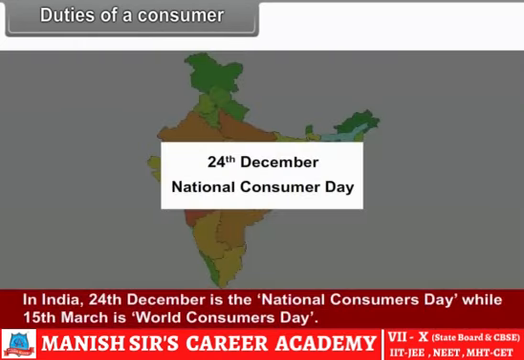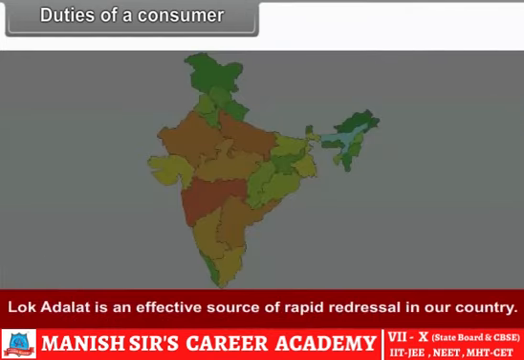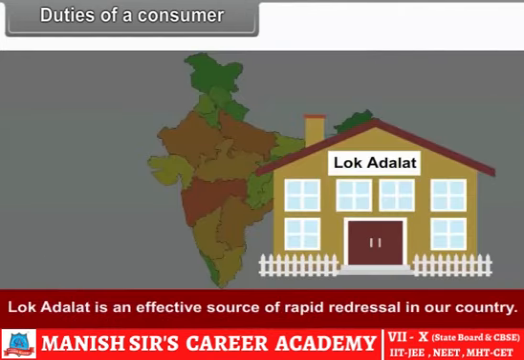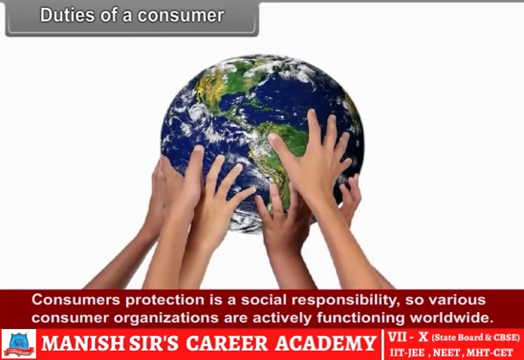In India, 24 December is the National Consumers Day, while 15th March is World Consumers Day. Lok Adalat is an effective source of rapid redressal in our country. Consumers' protection is a social responsibility. So various consumer organizations are actively functioning worldwide.